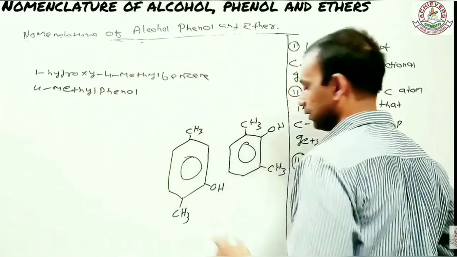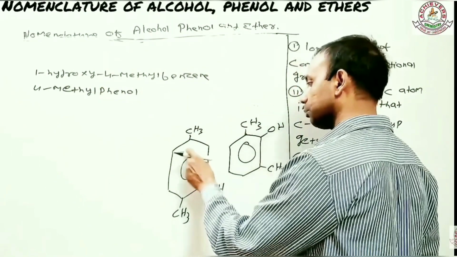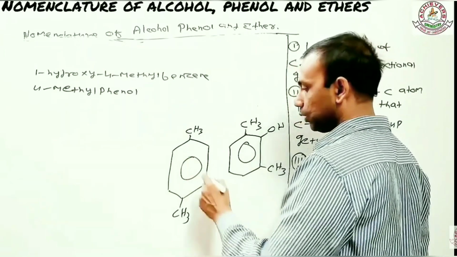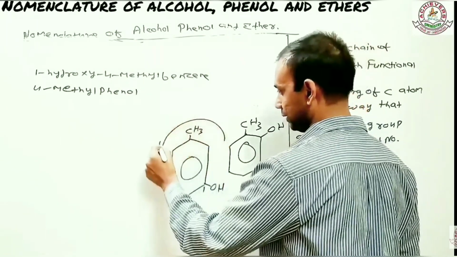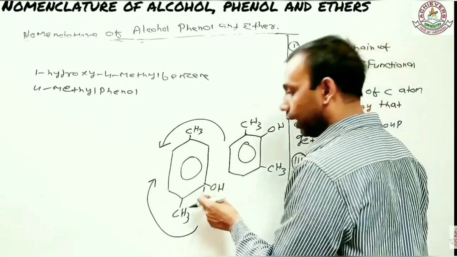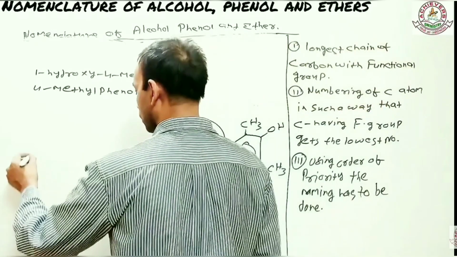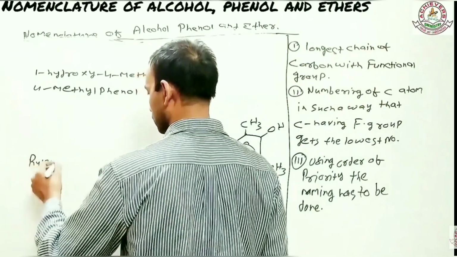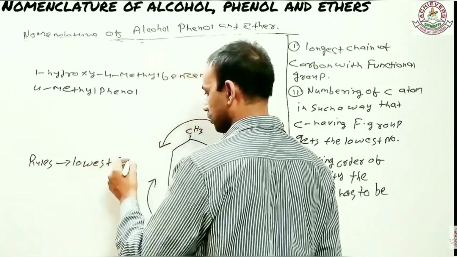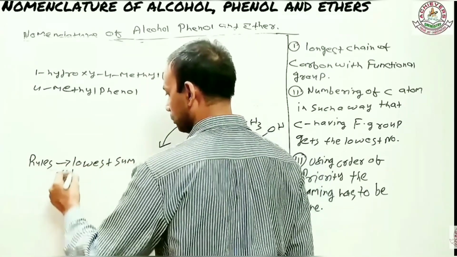Now what you see out here is that there is a functional group, and there you have to pay a bit more attention. So this is for sure going to be the first carbon. Now you have two different directions coming up, either this way or this way. Now you have to use a rule called the lowest sum rule. What is this lowest sum rule?